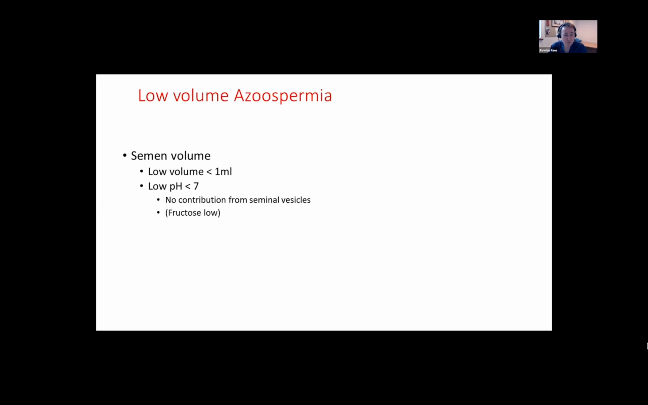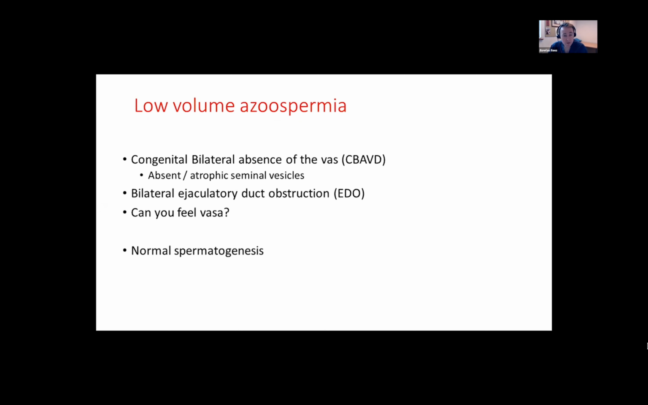So if you think they're obstructed, then we need to look at the semen volume to start with. Low volume azoospermia, less than 1 ml, with a low pH, is suggestive of a problem at the prostate level, and we are therefore thinking about whether there may be ejaculatory duct obstruction. We don't really use fructose concentration routinely anymore, but that would be low in these men if it were investigated. So the causes of low volume azoospermia may be congenital absence of the vas deferens, where the seminal vesicles have also become atrophic, or bilateral ejaculatory duct obstruction.